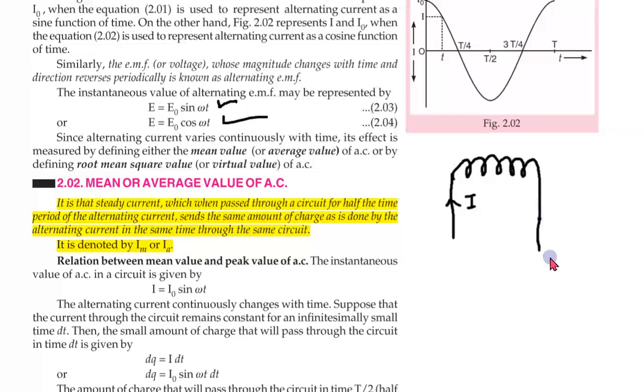Now to find the mean or average value of AC, let us consider this type of coil in the simplest form of a heater. In the first part, let me connect these two ends with AC. This is AC. In the next part, let me connect a battery here. Here AC, here DC.